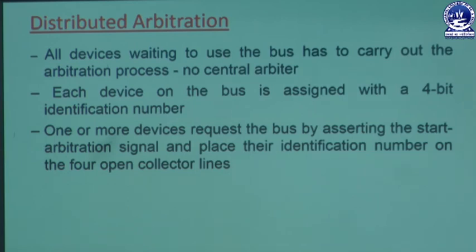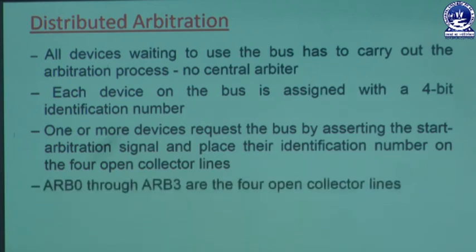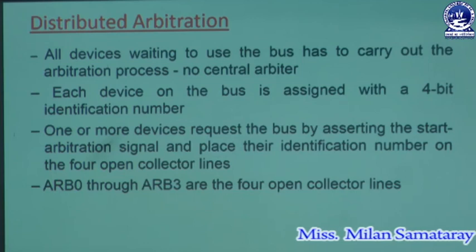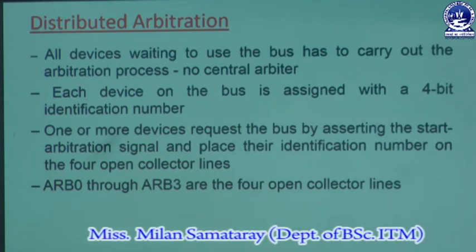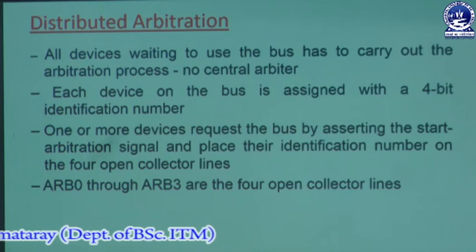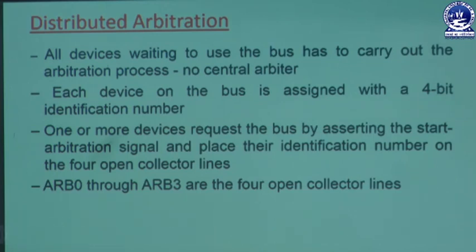And it sends the start arbitration signal with the identification number on the bus, so that it can request to the processor that the device wants to use the bus. Then ARB 0 to ARB 3 are the 4 open collector lines. So there are 4 lines, ARB 0, ARB 1, ARB 2 and ARB 3, and through these lines each bit of the identification number is sent.